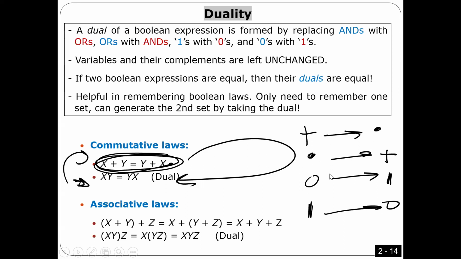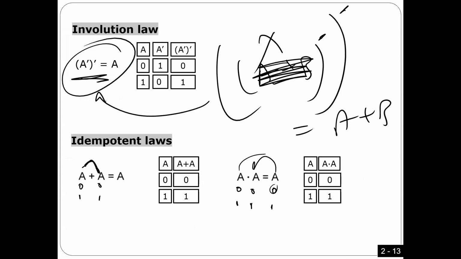Any AND, make it OR. Any 0, make it 1. Any 1, make it 0. You understand what I'm saying? By the way, this is the same thing I think I did here.